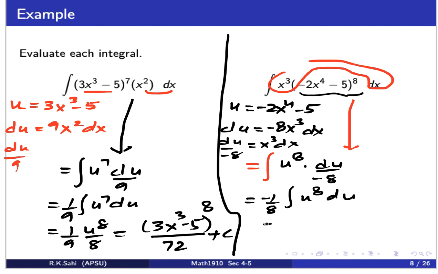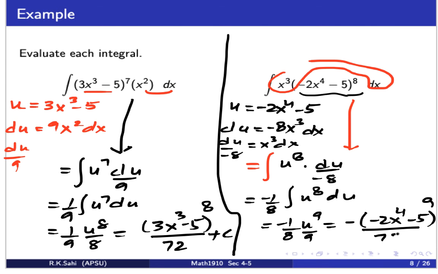Now this is very simple solving. What are we going to get? You're going to get minus 1 over 8 times u to the power 9 over 9. Final answer, minus in the front, (minus 2x to the 4 minus 5) to the power 9 divided by 72, and plus c in the end.